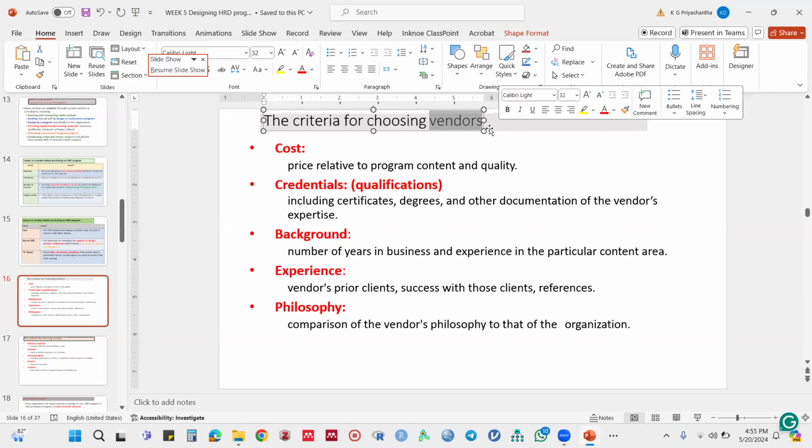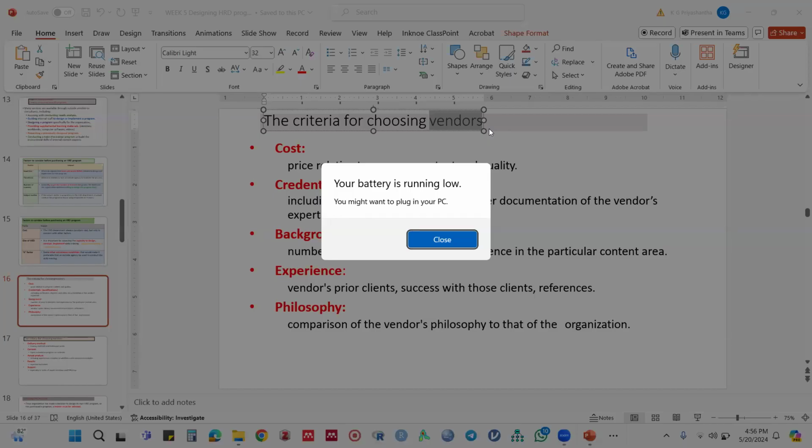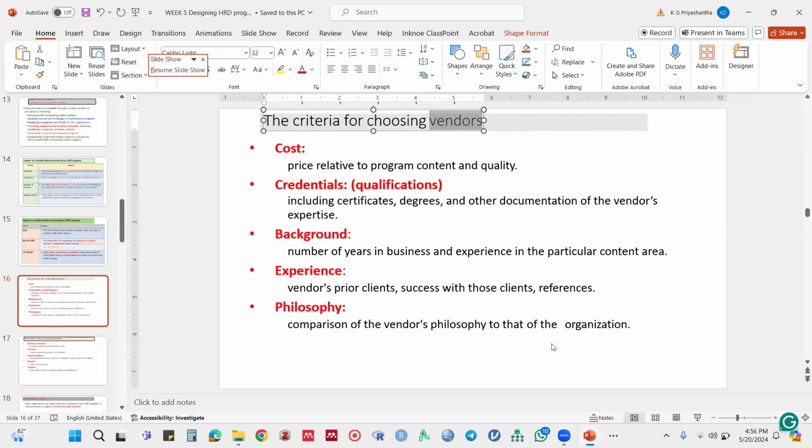And the philosophy is the value. Philosophy is the value. What type of value? Whether they are good people, kind people, and respectful people, and they always have positive attitudes in dealing with others. What are the qualities they have? What are the personalities they have? Right? The philosophy. Comparison of the vendor's philosophy to that of the organization. So basically, the philosophy or values of the vendor organization compared to the target organization that we are talking about.